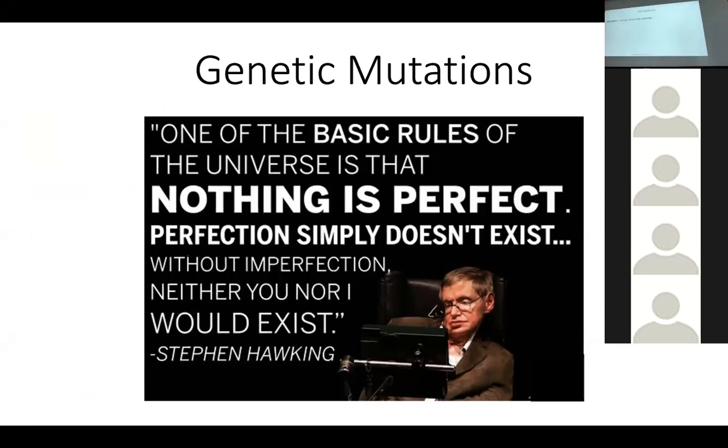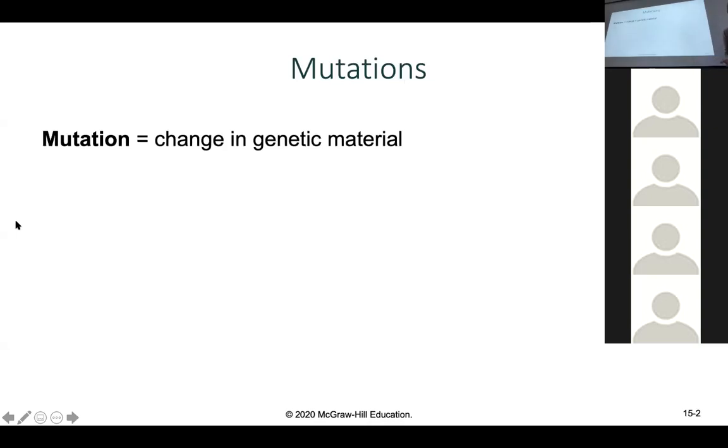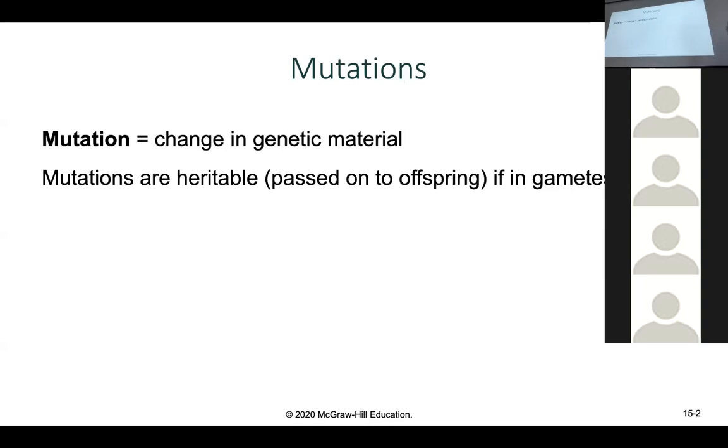So what is a mutation? Everyone probably has a decent idea of what a mutation is. The definition is just a change in genetic material. Mutations typically get a bad rap, but some of the changes have no effect. There are mutations that occur all the time where we don't actually see any effect. I'll talk about those. And then sometimes they're actually beneficial. But all a mutation is, is when the genetic material compared to the parent material is different.